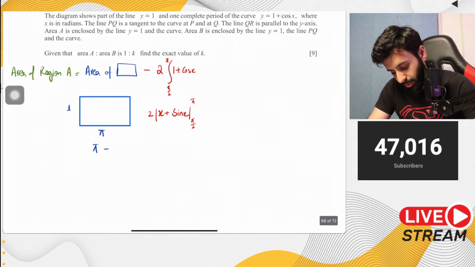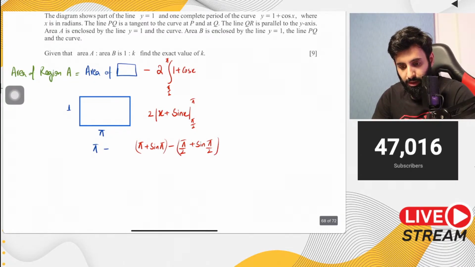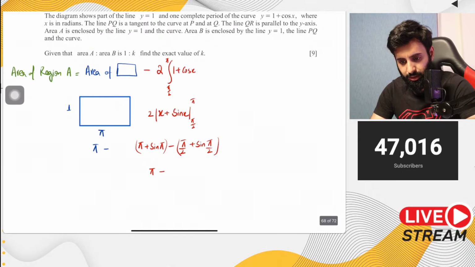So first let's plug in pi. So pi plus sine pi. And then let's plug in pi upon 2. That means pi upon 2 plus sine pi upon 2. Now let's see what we get. So pi plus sine pi. Remember that your calculator should be in radian mode. So this gives pi minus pi upon 2 plus sine pi upon 2.